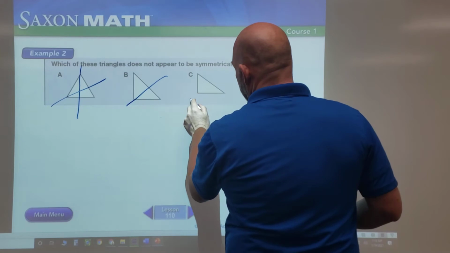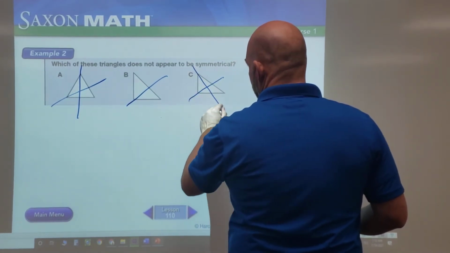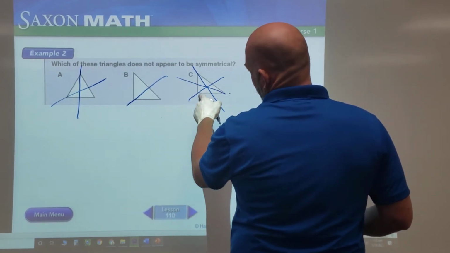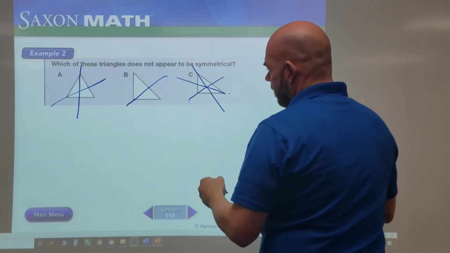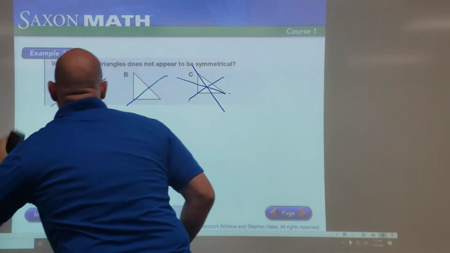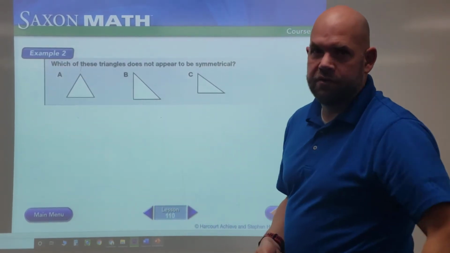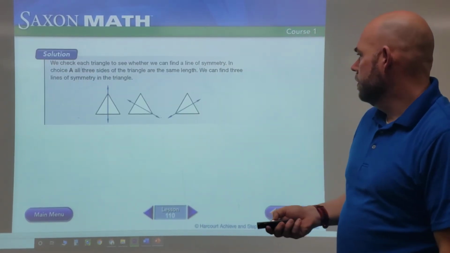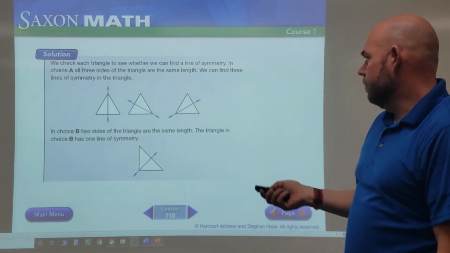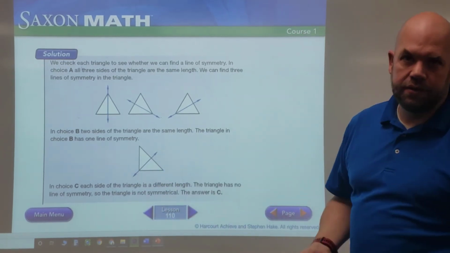On this one, if we go through, that's not exactly the same. If we go through that way, it's not exactly the same. And if we go through that way, it's really close, but this one's a little higher off, so this one does not have a line of symmetry. So it's going to be A and B that are symmetrical. So there's A, we just drew those three lines. So it does have a line. B has one line of symmetry, and then C doesn't.